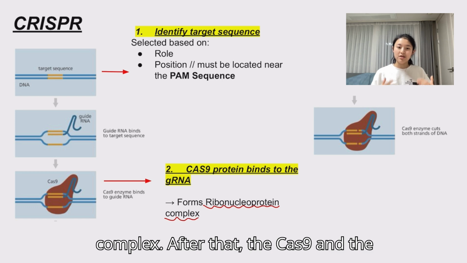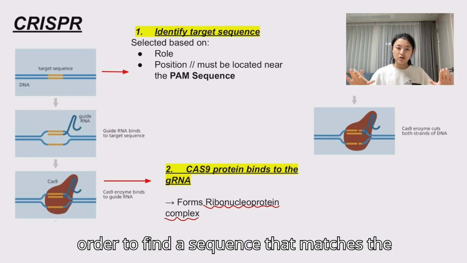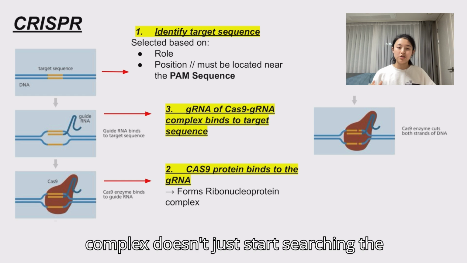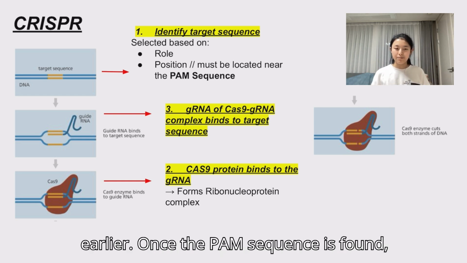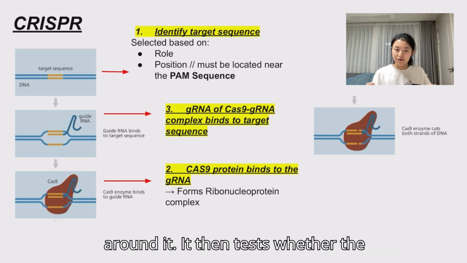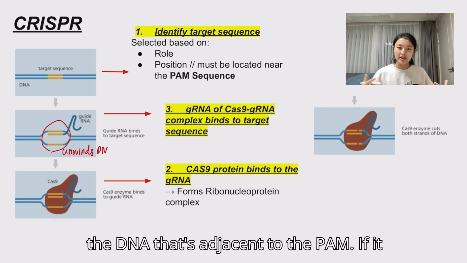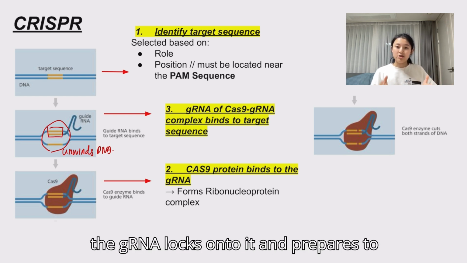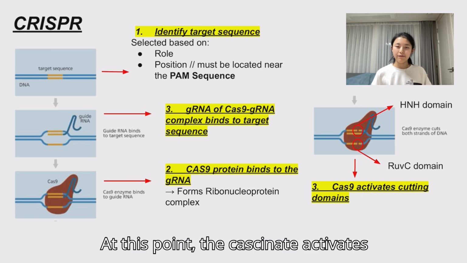After that, the Cas9 and the gRNA complex scans the cell's DNA in order to find a sequence that matches the sequence of the gRNA. Now, the complex doesn't just start searching the genome randomly. It looks for specific PAM sequence, as we've talked about earlier. Once the PAM sequence is found, the complex temporarily unwinds the DNA around it. It then tests whether the guide RNA sequence is complementary to the DNA that's adjacent to the PAM. If it is a perfect or a near perfect fit, then the gRNA locks onto it and prepares to cut it. At this point, the Cas9 activates its cutting domains.